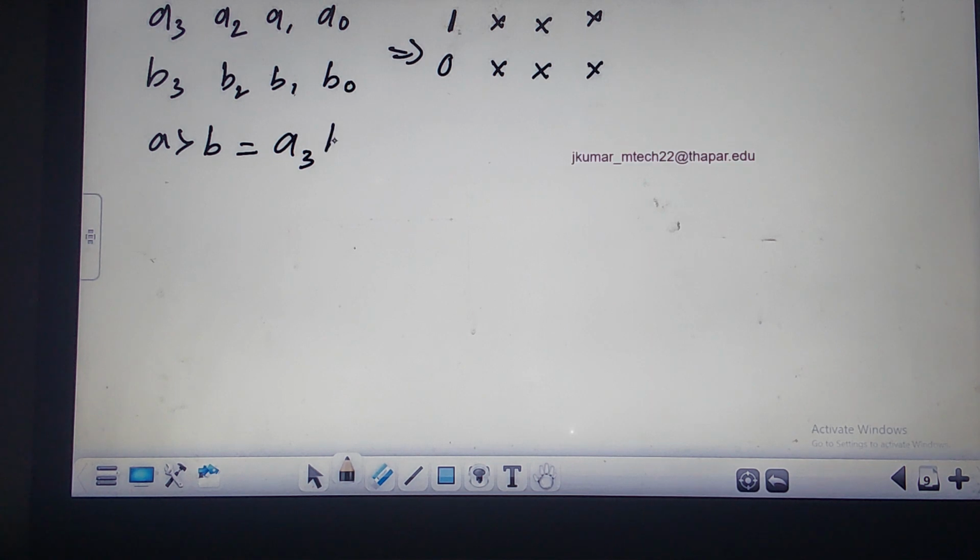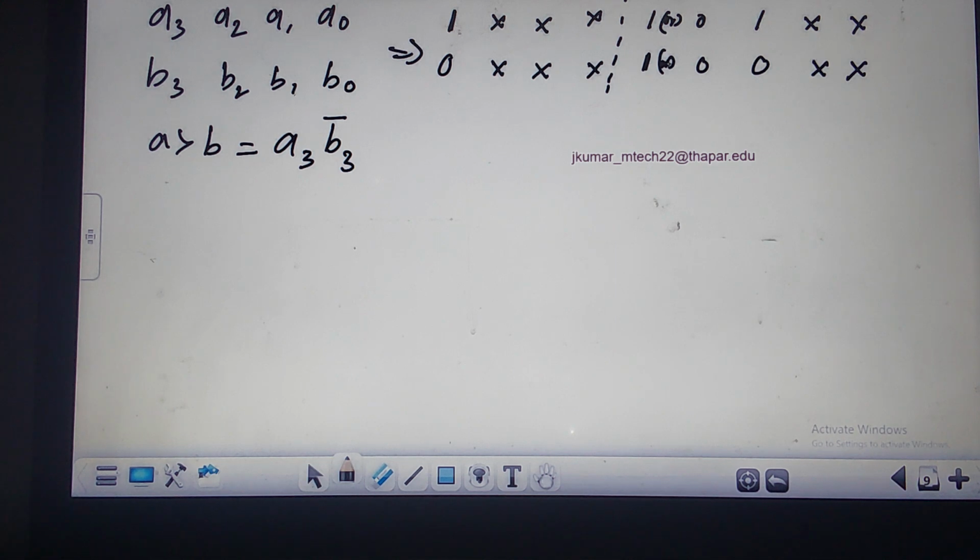This expression I can write as A3 into B3 bar. You understand? This is one condition. If A3 is equal to B3, that is, A3 is 1 or 0 and B3 is 1 or 0, then what I need to check is A2. If A2 is 1, irrespective of A1 and A0, and B2 is 0, irrespective of B1 and B0, this also I can say is the A greater than B condition.